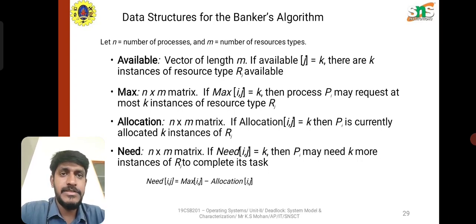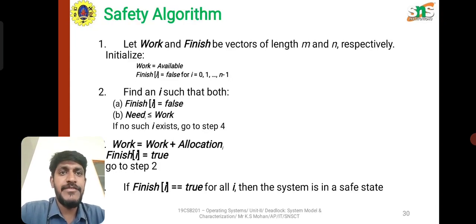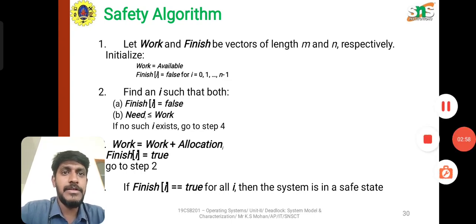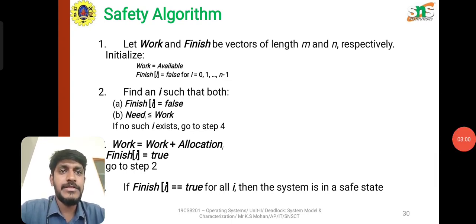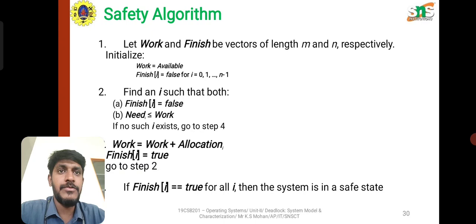Let n equal the number of processes and m equal the number of resource types. For the safety algorithm, let work and finish be vectors of length m and n respectively. Initialize work equal to available and finish to false. Find an i such that finish[i] equals false and need[i] is less than or equal to work.